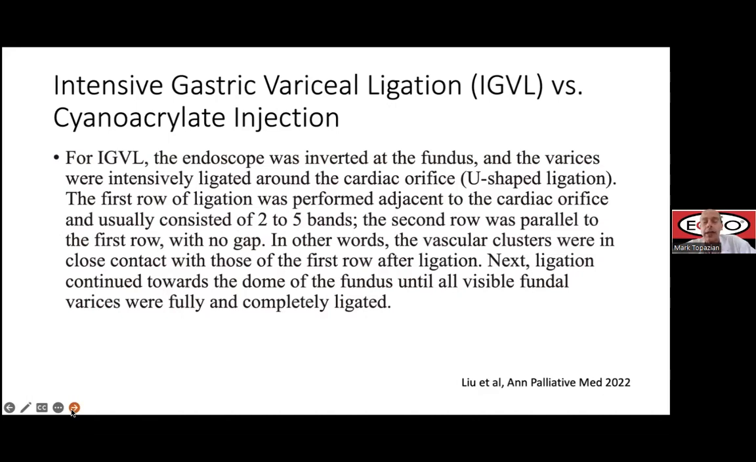The first row of ligation was performed adjacent to the cardiac orifice and usually consisted of 2 to 5 bands. The second row was parallel to the first row with no gap. In other words, the vascular clusters were in close contact with those of the first row after ligation. Next, ligation continued toward the dome of the fundus until all visible fundal varices were fully and completely ligated.